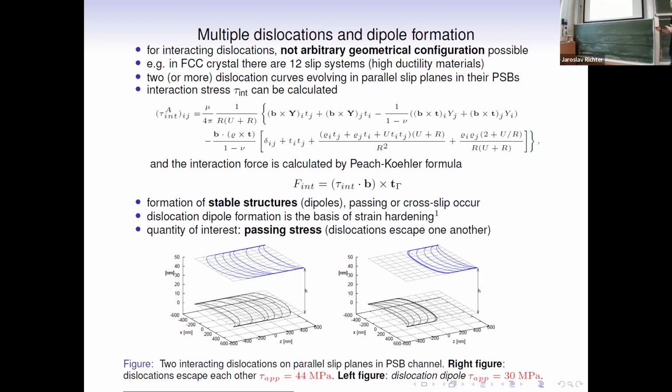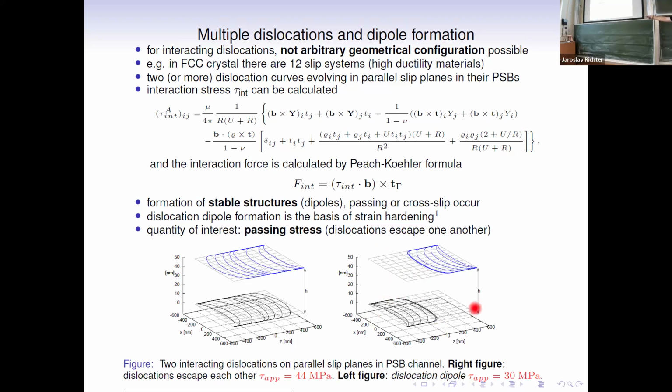The black one and the red one are in parallel slip planes, sliding one against another. And since the applied stress plus the interaction is so high, they just escape one another. The more interesting thing is in here. Blue dislocation, black dislocation, they evolve one against another. And since the interaction force plus the force given by the applied stress are in kind of balance, they form a stable structure.